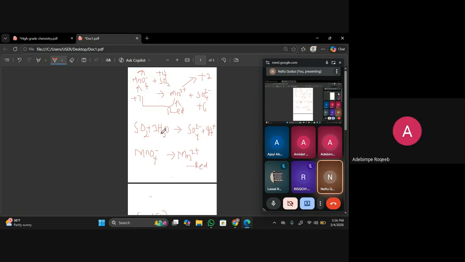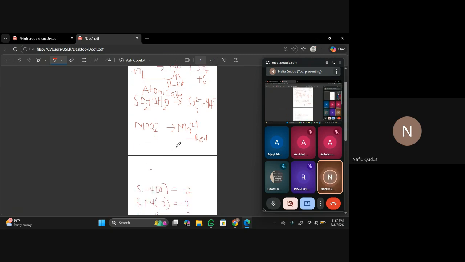Hydrogen. We have 4 hydrogen as well. We also have 4 hydrogen. So that this has been balanced atomically. We balance it atomically. Let's go for the second equation.